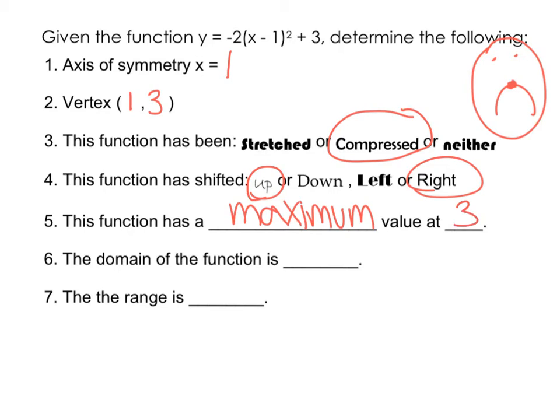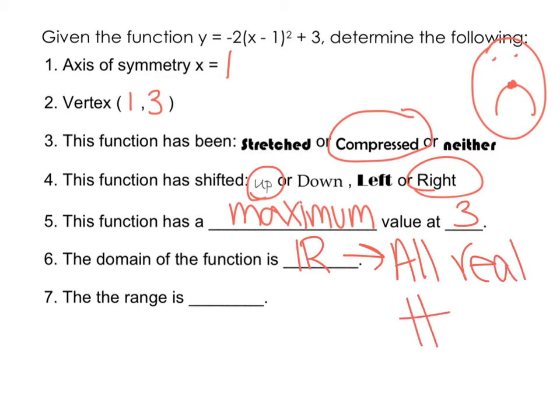The domain. Domain is always going to be the same thing, all real numbers, which is what this symbol means. And I'll probably write it out so that way we have it. All real numbers, for all quadratic functions, unless there's some kind of specific limit on the domain. They're going off in both directions, left and right, forever and ever. They cover all of the x values. So it is all real numbers.